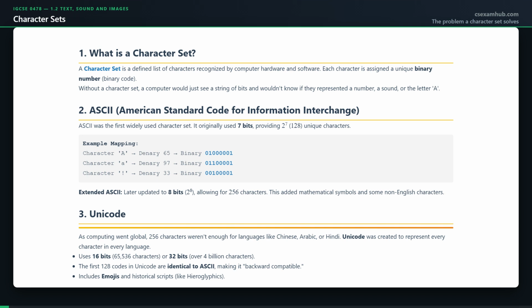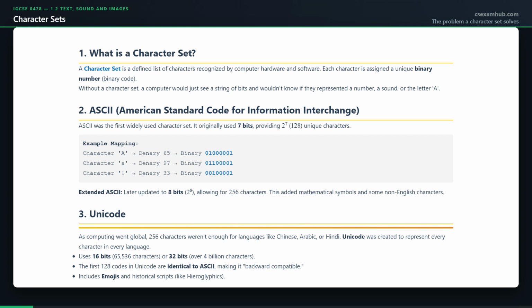A computer stores nothing but binary numbers. So how does it store the letter A? The answer is that it does not. It stores a number, and everybody agrees in advance which number means which character. That agreement is a character set, a defined list matching every character to a unique binary code.